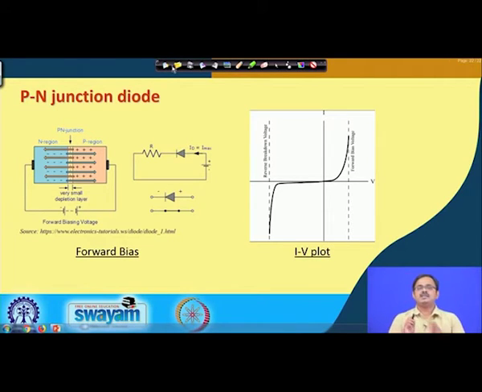So that is a PN junction diode. There are many other types of diodes, by the way. I have given one of the sources in the references. If you go through that, you will be able to see a lot of other types of diodes, but this is the most simple case of a PN junction diode.